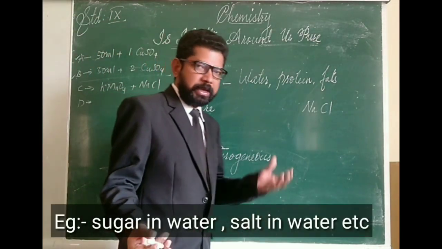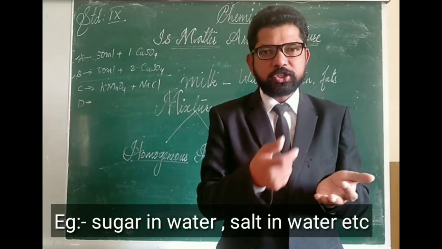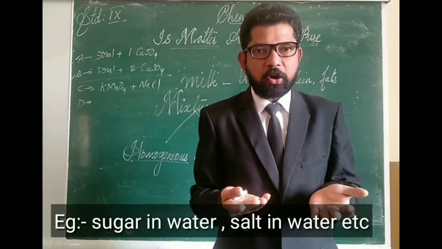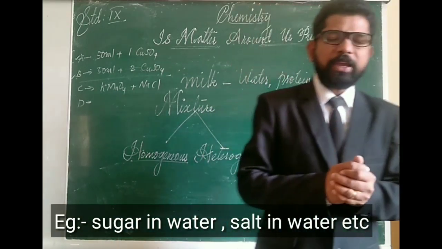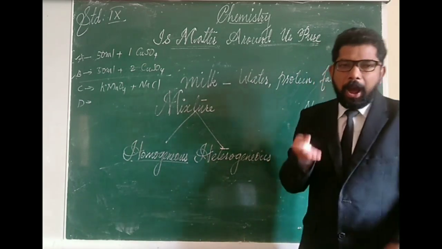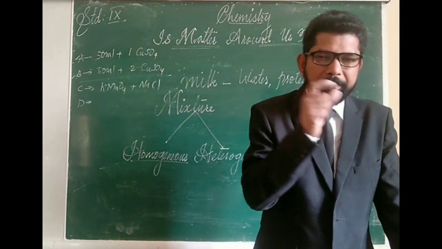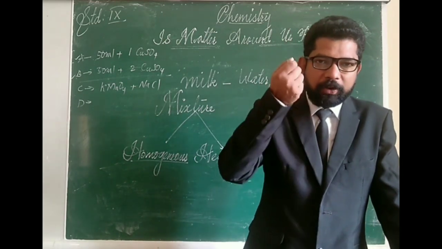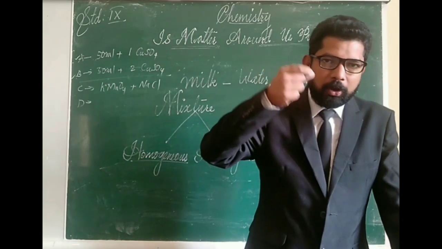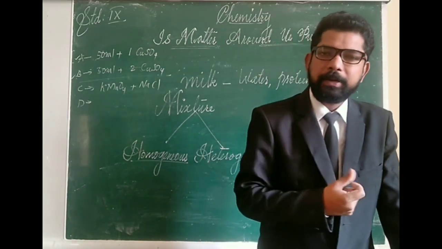Such mixtures are known as homogeneous mixtures. Many examples we can say: take a glass of water, add a spoon of sugar and dissolve it. Can we see where the sugar is after dissolving? We can't see it. As we cannot see it, we can say that it is a homogeneous mixture. And the taste of that mixture will also be the same everywhere. If you take one drop of water from the top of the tumbler or one drop from the bottom, both will have the same taste.